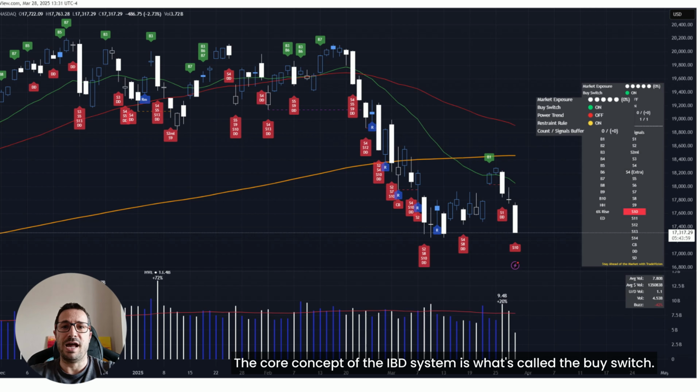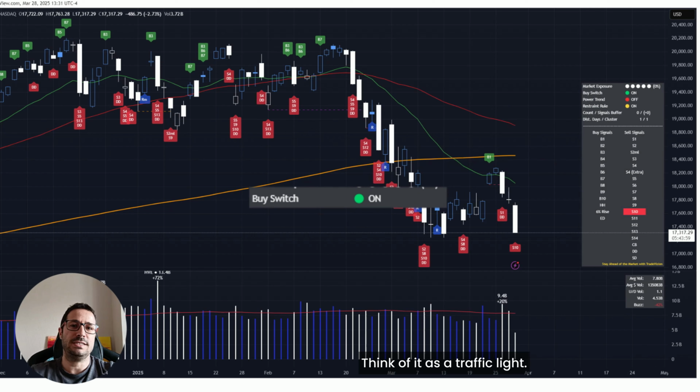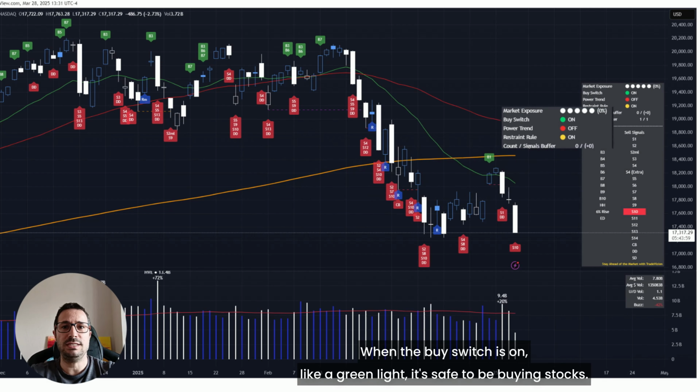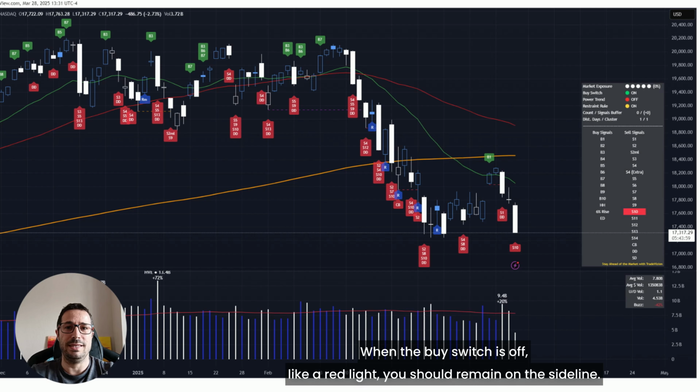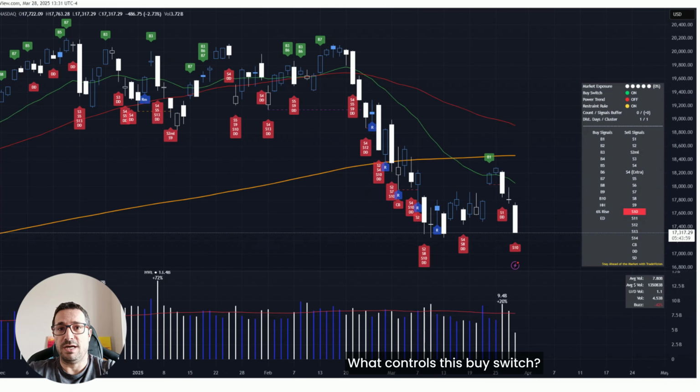The core concept of the IBD system is what's called the buy switch. Think of it as a traffic light. When the buy switch is on, like a green light, it's safe to be buying stocks. When the buy switch is off, like a red light, you should remain on the sideline. What controls this buy switch?